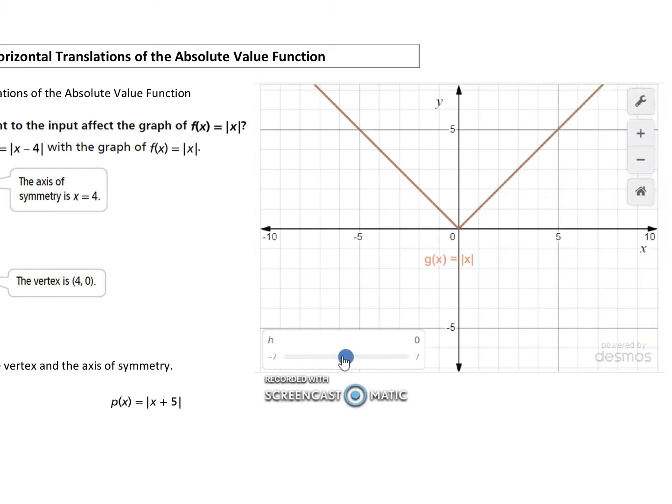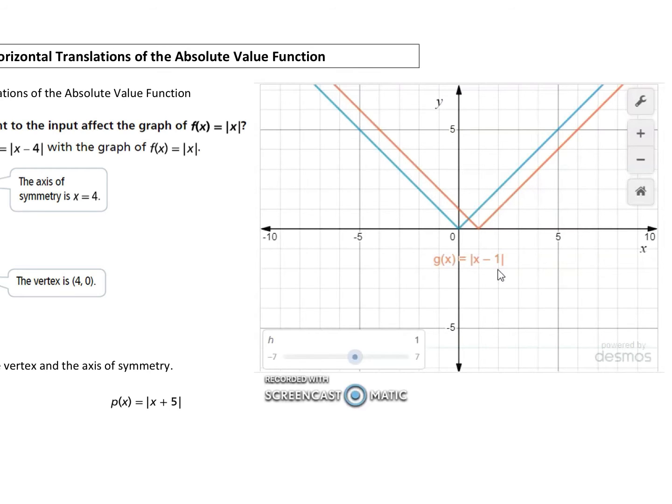If you notice, I'm going to move my little bar here to the right. I'll move it to, let's say, 1. So our h value is a 1. You can see that that 1 showed up inside the absolute value bars. Now in the vertical translation, that number was showing up outside of the absolute value bars. So if you add in a constant inside the absolute value bars, you can see how our graph translated. It didn't go up or down, but this time it went to the right.